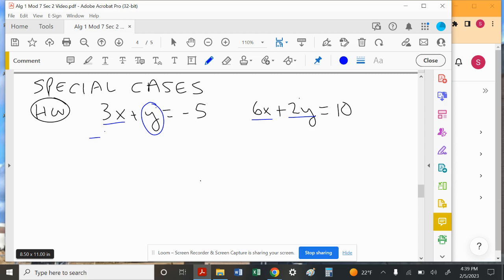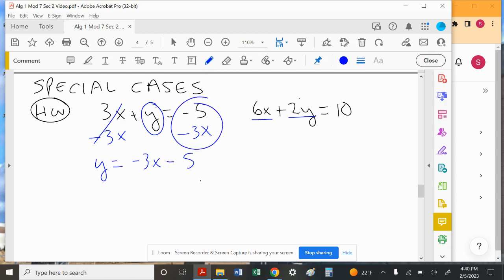So you notice that I can subtract 3x from both sides. Okay, not divide, but I can subtract 3x from both sides. And when I do that, of course, these go to 0. So I get y equals negative 3x minus 5. And remember, I cannot combine unlike terms there. They are not like terms, so I can't combine them.